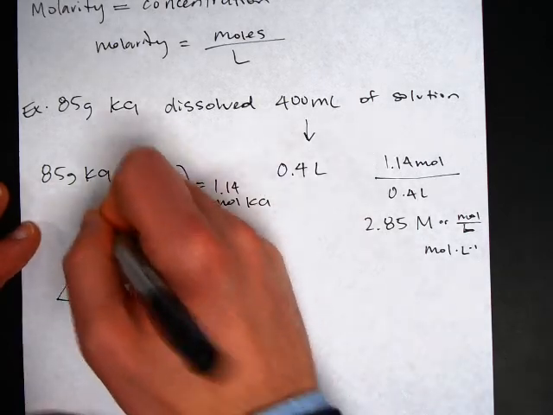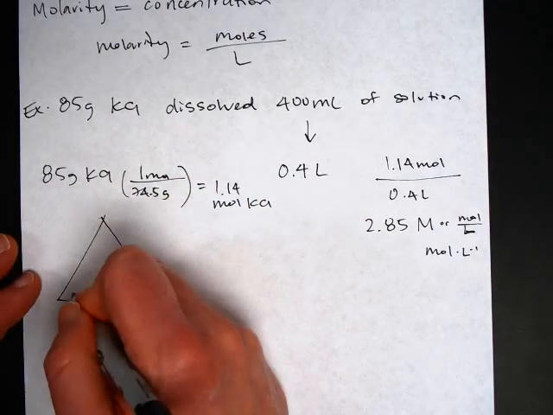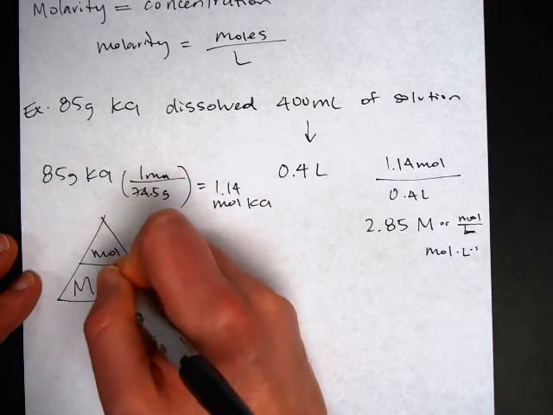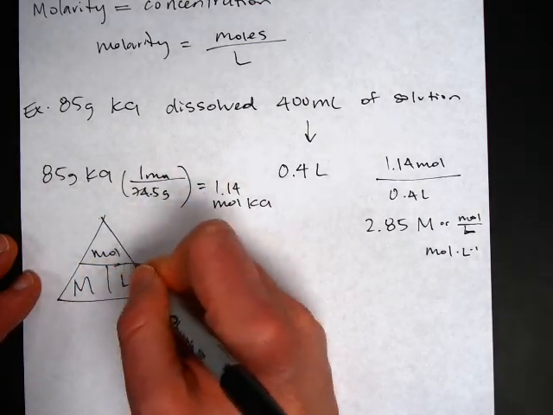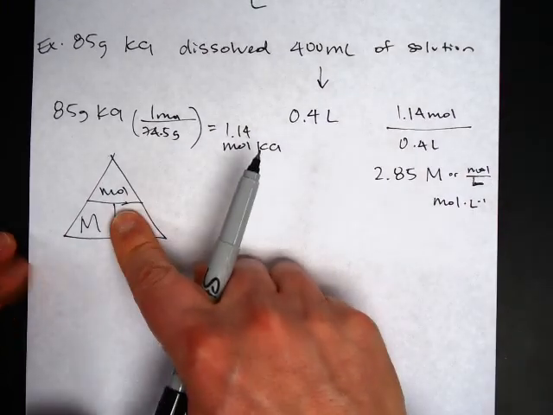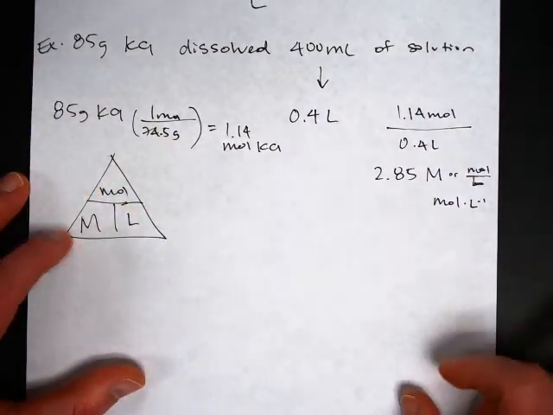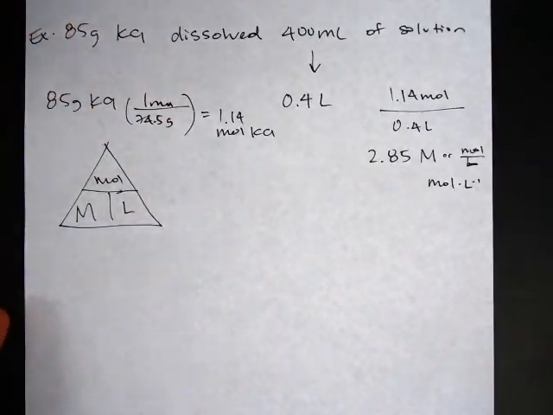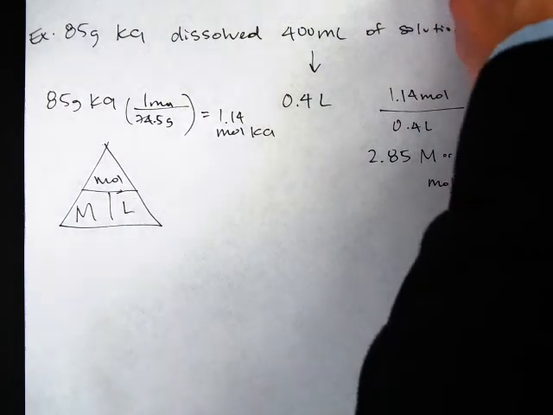Oftentimes you can use a triangle to solve the problems, like we had for density. Triangle would be molarity is equal to moles per liter. And then just cover the one that you want, and then the one that's left is what you do. So if you want liters, you take moles divided by molarity, or if you want moles, you take molarity times liters. So it's a convenient way to remember how to get those problems.